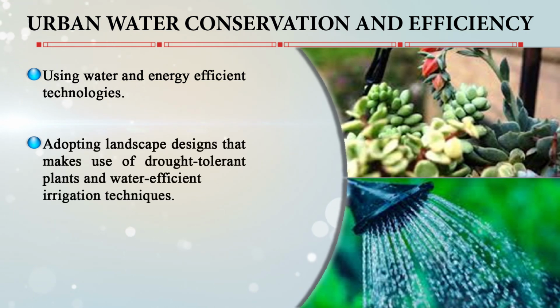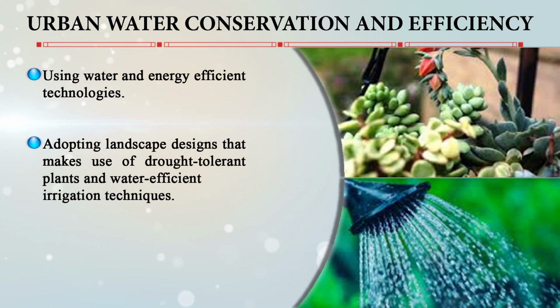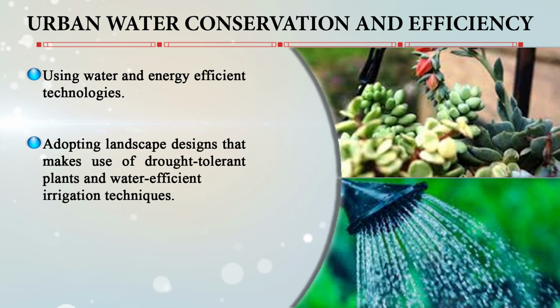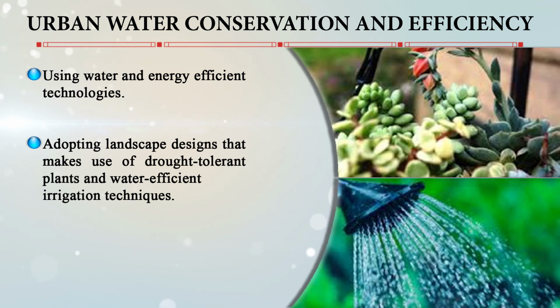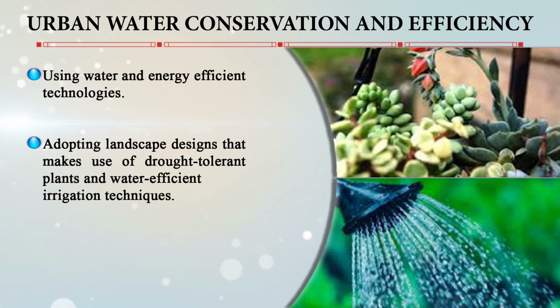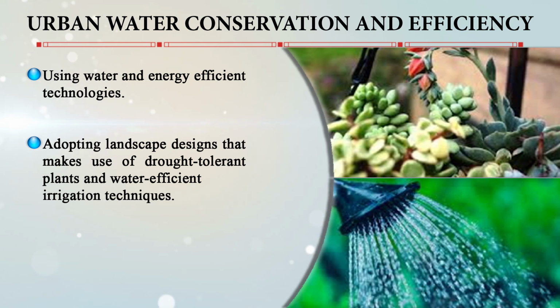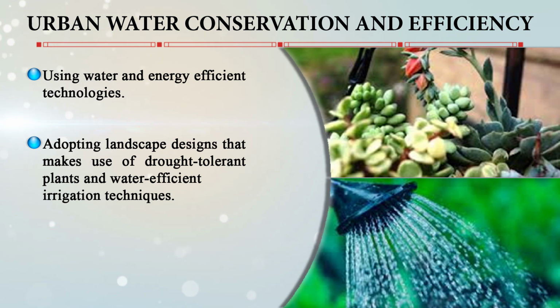Adopting certain landscape designs that make use of drought-prone plants. For example, you can use cacti, you can use the desert variety of plants which require a lesser amount of water for their growth. You can use water efficient irrigation techniques, like sprinklers, and not the hoses and the pipes which are releasing large amounts of water into those areas for horticulture as well as agriculture.